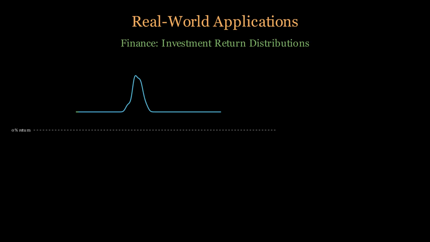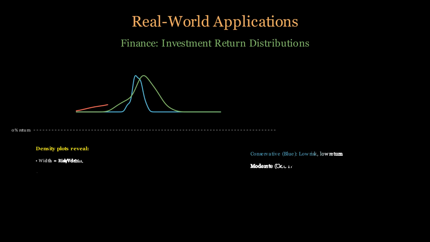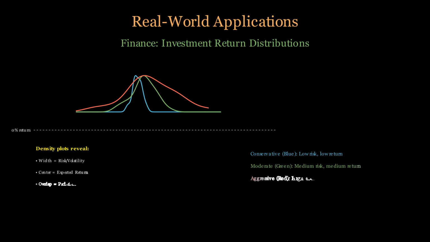The width of each curve represents volatility or risk. Where curves overlap with the zero line shows probability of losses. This visualization lets investors instantly compare risk-return profiles and choose investments matching their tolerance. It's far more informative than just reporting average returns.